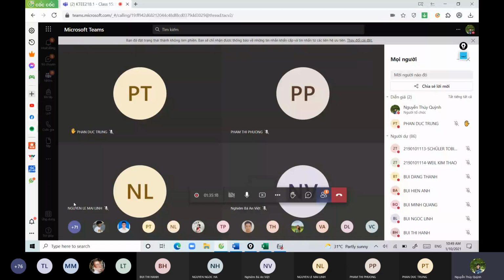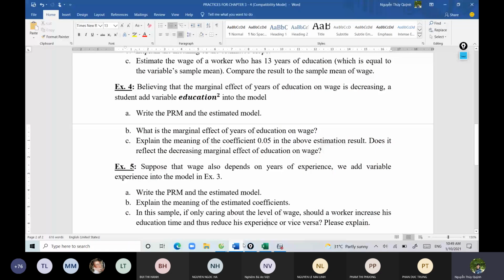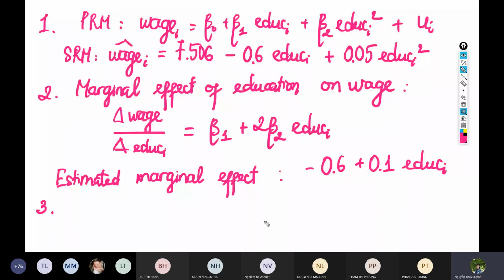Okay, so for question 3: explain the meaning of the coefficient 0.05 in the above estimation result. That reflects the decreasing marginal effect of education on wage. Now, Chung, what is the meaning of 0.05 here? Or we can write it like this: plus 2 times 0.05. All right, so what does 0.05 suggest?